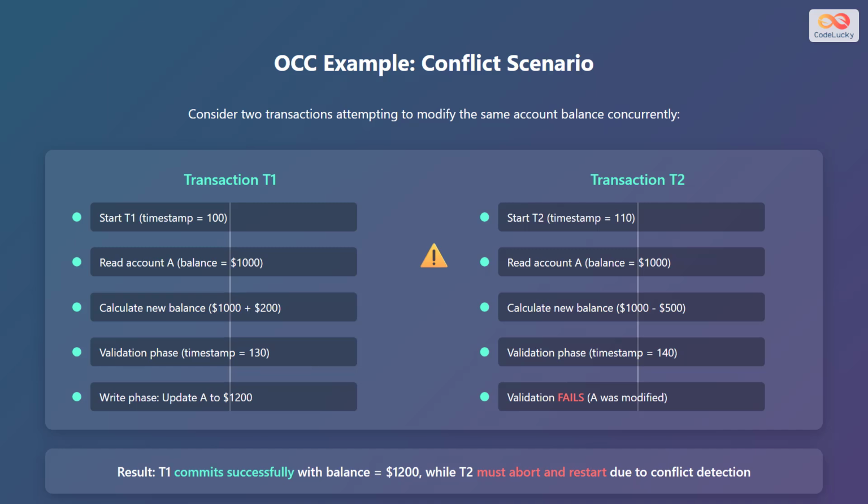Simultaneously, transaction T2 starts at timestamp 110, reads account A with a balance of $1,000, calculates a new balance by subtracting $500, enters the validation phase at timestamp 140, but the validation fails because account A was already modified by T1. The result is that T1 commits successfully with a balance of $1,200, while T2 must abort and restart due to the conflict detection.